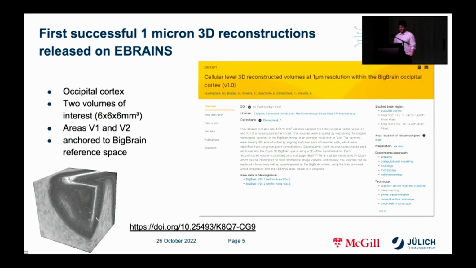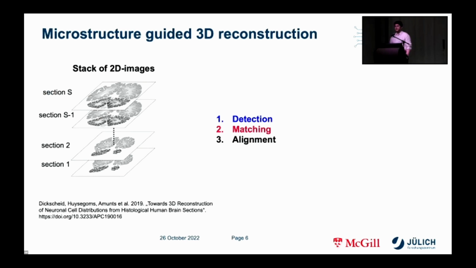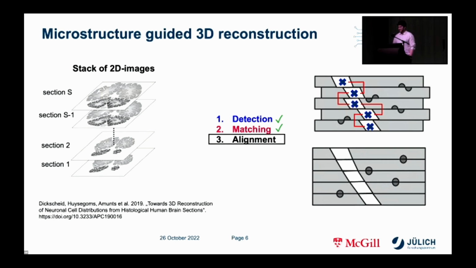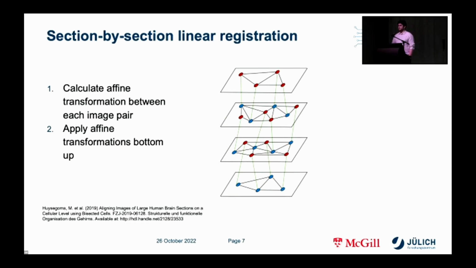Now for some methodology, how did we achieve this? We used something called microstructure guided reconstruction. The basic idea is we have a stack of 2D images. We detect some microstructure. In the image here, it's blood vessels. For our results, we used truncated cells. We match them, and then we use some alignment to align the images together.